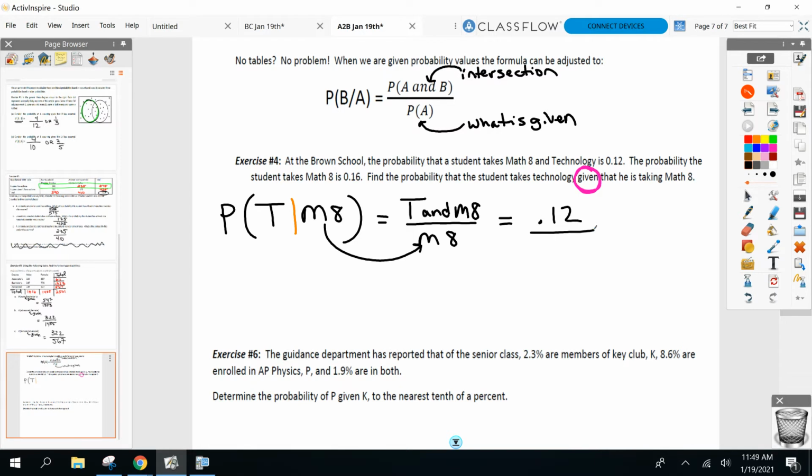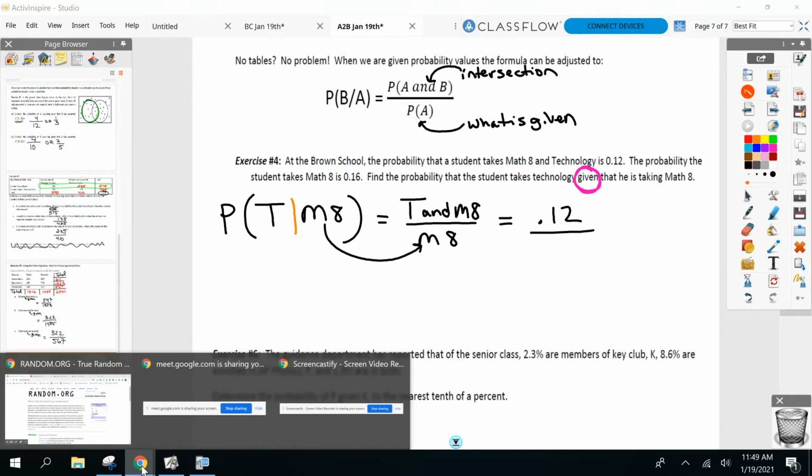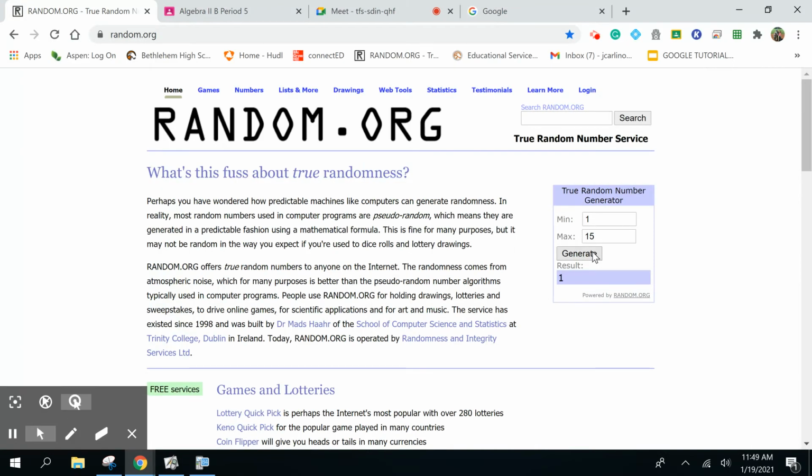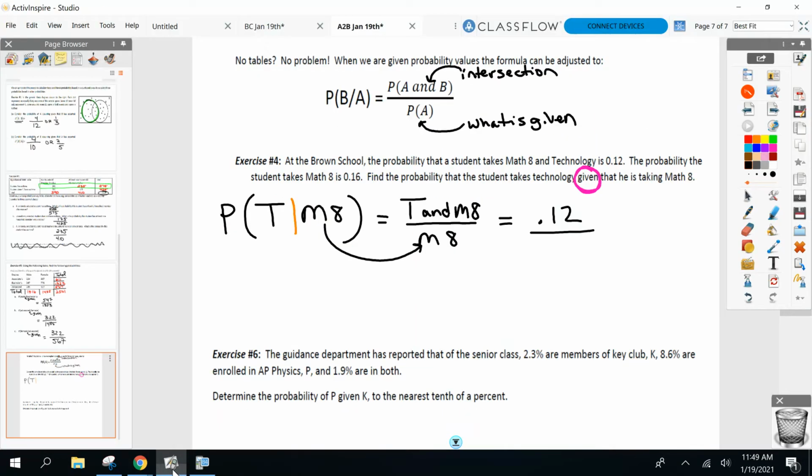Probability they're in Math 8. All right, what was already given to me? We were already told they're in Math 8. What's the chances they're in Math 8? Bassett, heard it from you enough? Yep. 0.16. Oh, you want to add in another one? Yeah, go ahead. 0.16. Yep.